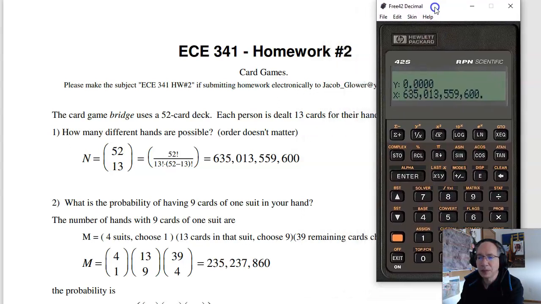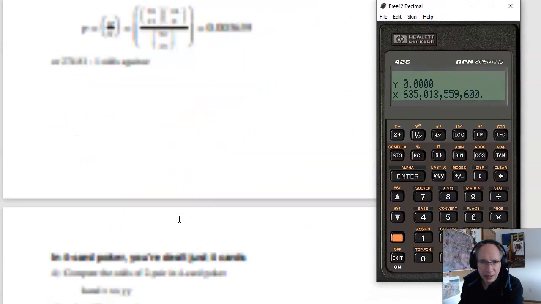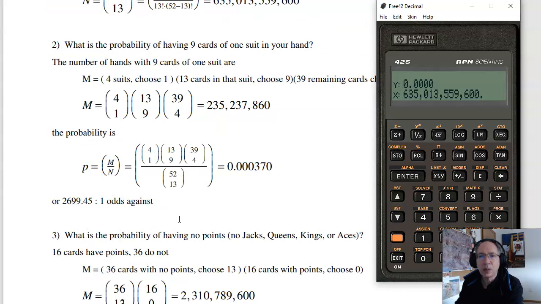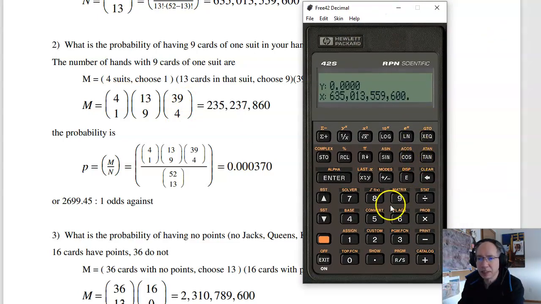Problem 2 then looks at the probability of having 9 cards in one suit. The number of ways you can get 9 cards in one suit is: there are 4 suits, choose 1; 13 cards in that suit, choose 9; and 39 cards in other suits, choose 4. On an HP calculator, you start with 4 choose 1, which is just 4, so you don't really have to do that.